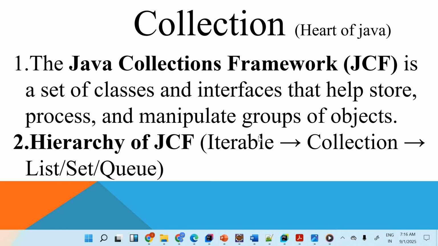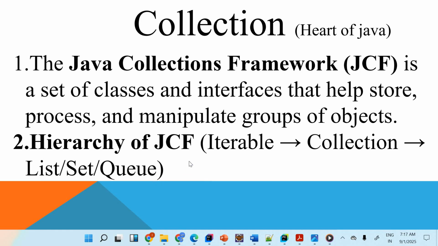So Iterable is the parent interface, and Iterable has a child, collection, and collection has children: list, set and queue. So these are all interfaces. Iterable is an interface, collection is also an interface, and list, set and queue are also interfaces. So how many classes come under them? What is the complete hierarchy? That we are going to understand.